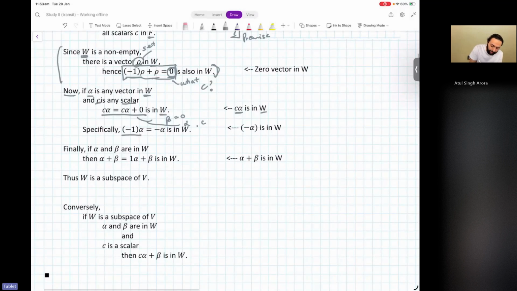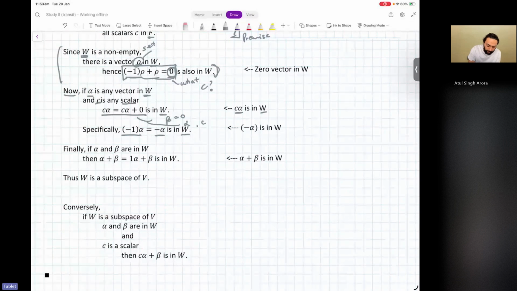So specifically, -1 times alpha equals minus alpha is also in W, right?